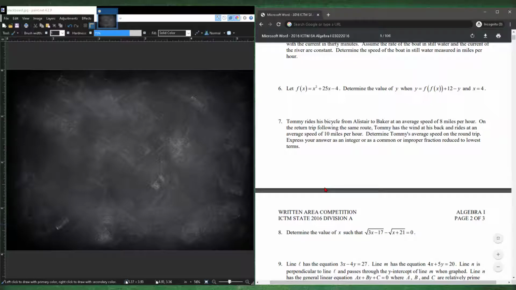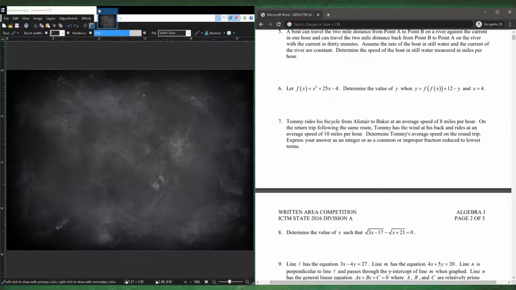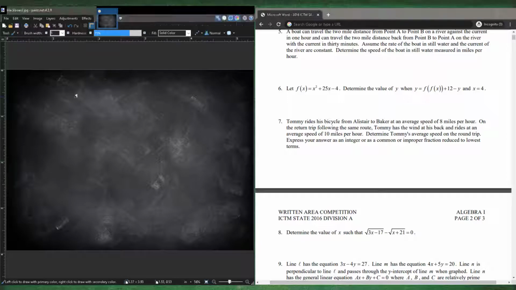Number 7. Tommy rides his bike from Allister to Baker at an average speed of 8 miles per hour. Okay, so let's say Allister to Baker, so A to B. We don't know what the distance is. Let's say the distance is x, and he had 8 miles per hour. And then on the return trip, from B to A, Tommy has the wind on his back and rides at an average speed of 10 miles per hour. So he traveled x distance at 10 miles per hour.